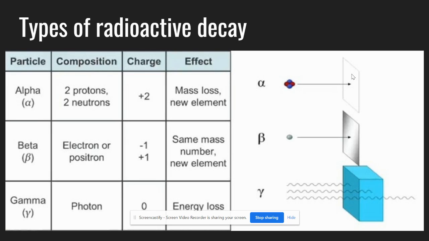It's the weakest form. Beta decay will go through that paper, but it gets stopped by a sheet of aluminum foil. It's going to emit a beta particle, which is either an electron or a positron. It will have either a negative or positive charge accordingly. You'll get the same mass number, but it'll be a new element. And again, it's going to be stopped by that sheet of aluminum foil.